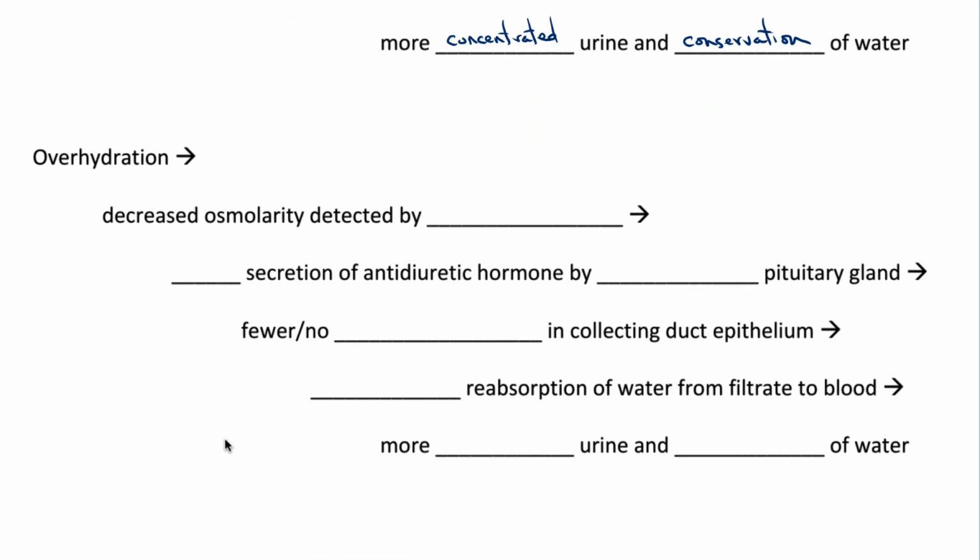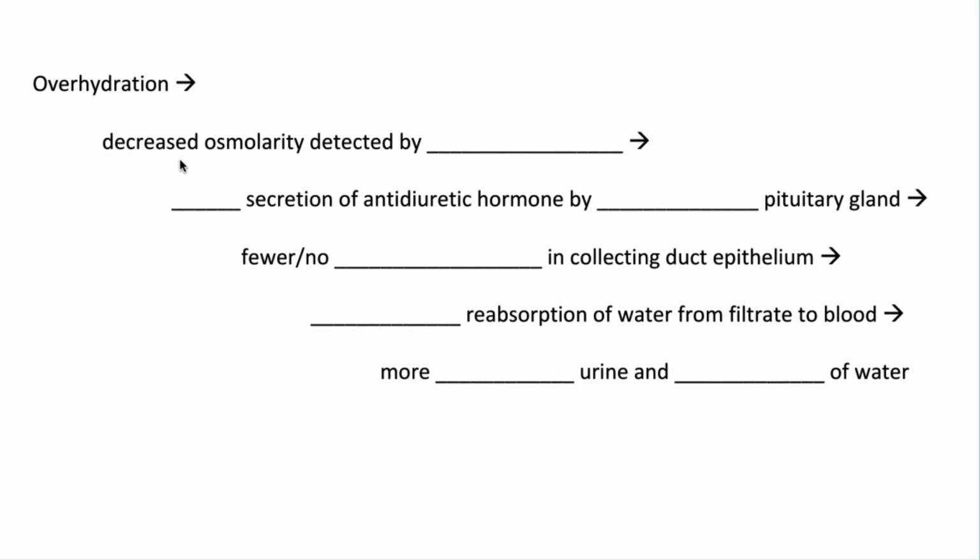Now, in the opposite situation, where the osmolarity of the blood is too low, in other words, you are overhydrated, the hypothalamus again detects that decreased osmolarity of the blood. That's going to result in less secretion of ADH, or antidiuretic hormone, by the posterior pituitary gland. And as a result, because there's less ADH, there are fewer or no aquaporins inserted into the collecting duct epithelium. Therefore, it's not as easy for water to pass through that collecting duct epithelium and be reabsorbed from the filtrate into the blood.